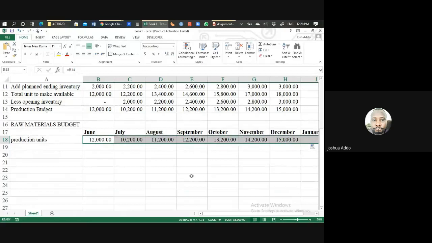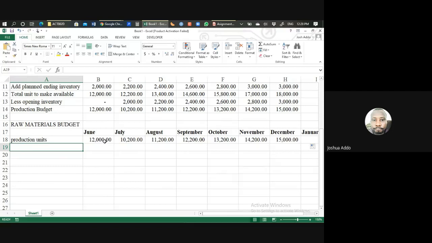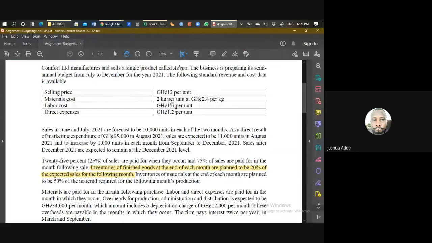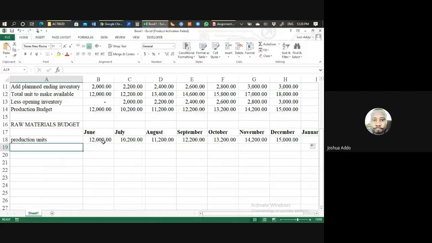Then just like we did. Okay, you are not yet there. This is the unit that we are going to produce. For every one unit of the product, what is the quantity of materials required? If you look at the information in the question, it says one unit of the product requires 2 kilograms of the material. So for these 12,000 units of the finished good, every one unit will use 2 kilograms.